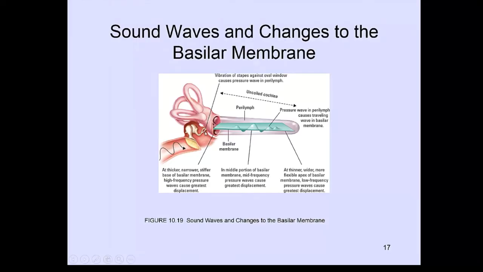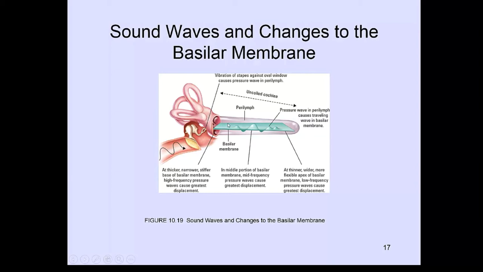The stirrup, shown here, will tap, tap, tap onto the oval window here and create vibrations in this liquid, this fluid here called perilymph that's inside the cochlea. And those vibrations that are being transmitted through that fluid will end up moving this basilar membrane.